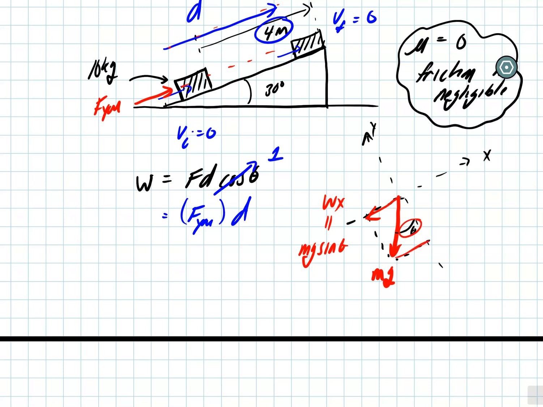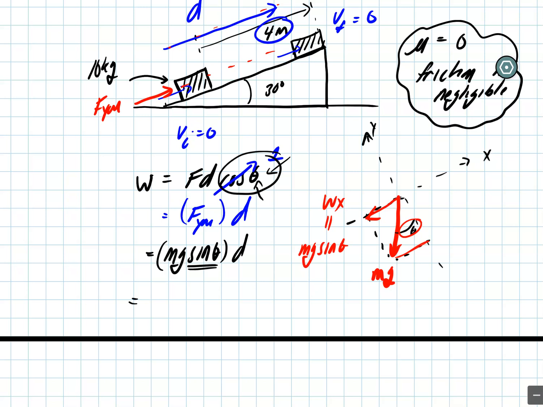And so, in the end, the work that you have to do is going to be mg sine theta times the distance. Now, this cosine relates to the angle between the applied force and the motion vector. This has to do with how big your force is going to have to be. So they're totally separate trig relationships in this case.